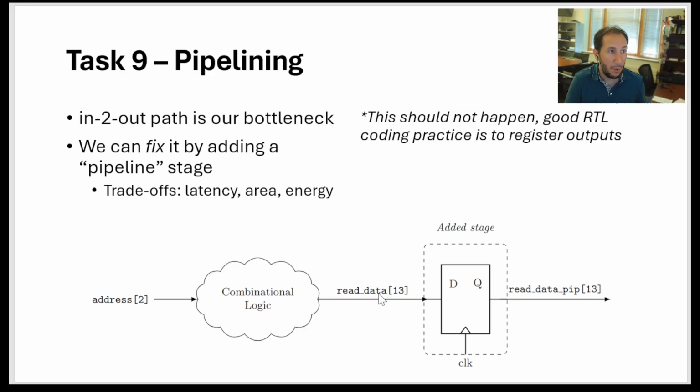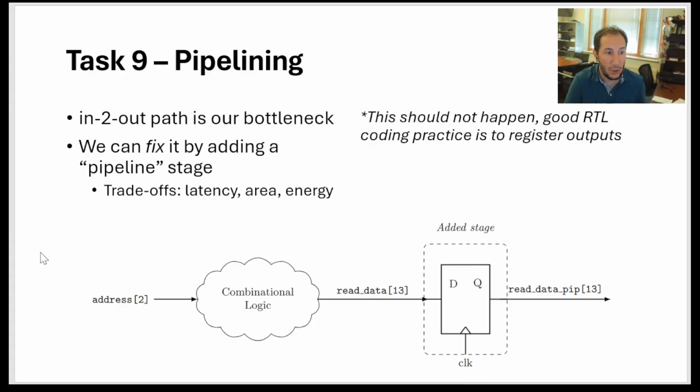We fix this problem by adding a pipeline stage, exactly as shown on the figure. Our output used to be called read data. Now we're going to create a new output that is read data pipe, by adding one flip-flop to the output. So now we cut this in to out path. It becomes in to reg and reg to out, okay?